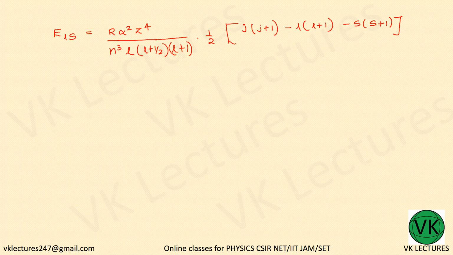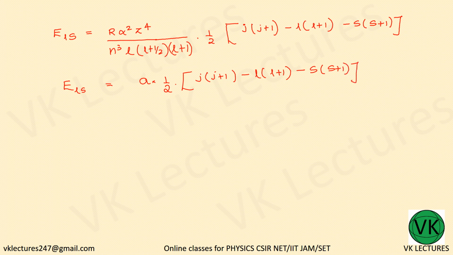Now we can see that this one can be written as E_LS. This entire term we can write as A, so that becomes A into 1 by 2 into J into J plus 1 minus L into L plus 1 minus S into S plus 1. Now the L is splitting, for S equal to half, into J equal to L minus half and J equal to L plus half. So for the first one and second one there is an energy gap.